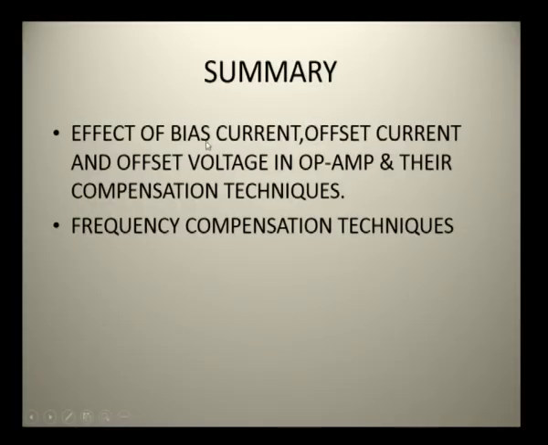Let us summarize this session. So, we have seen the DC characteristics, which include bias current, offset voltage and thermal drift, and how the effect of these DC characteristics can be nullified. And what are the AC characteristics: frequency response, stability, the frequencies in the frequency response, and the compensation techniques. One of the compensation techniques we have discussed is dominant pole compensation.